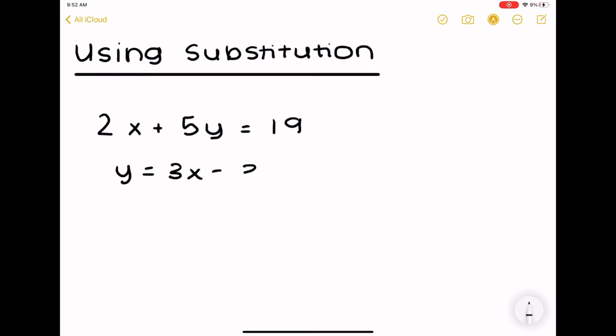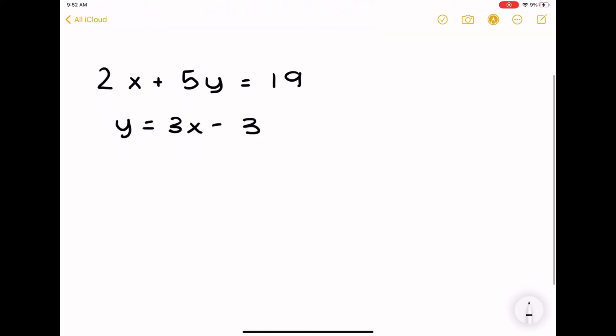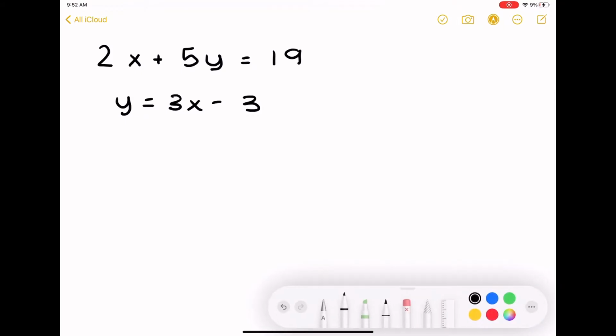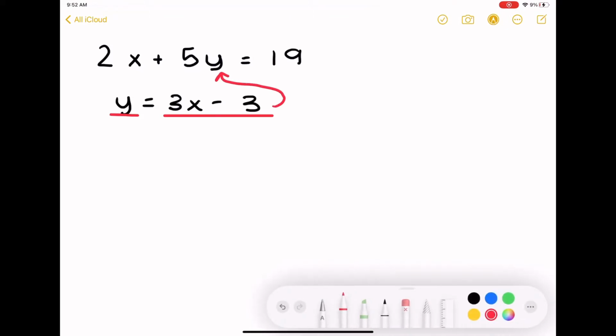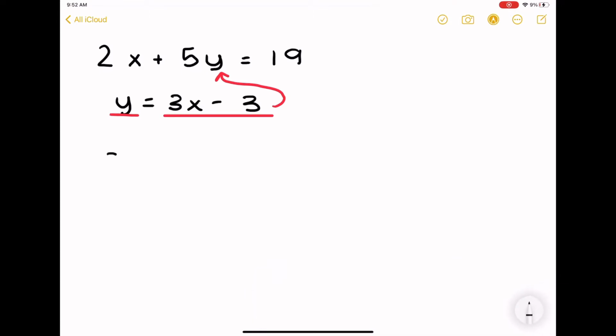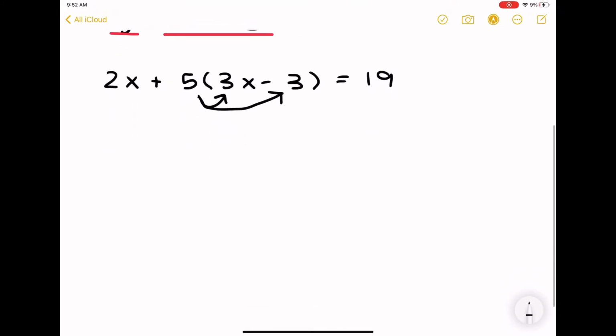So let's say we have 2x + 5y = 19 and y = 3x - 3. You might be thinking it's impossible to solve an equation with two variables when we don't know one. However, we actually do know one, because we know y is equal to 3x - 3. So we could plug in what we know is y into where y is supposed to be in the other equation. So we get 2x + 5(3x - 3) = 19.